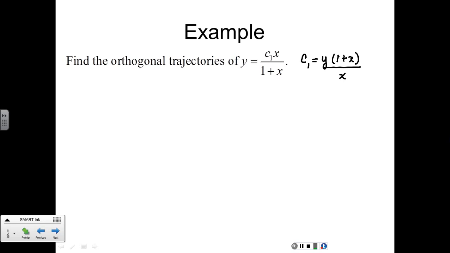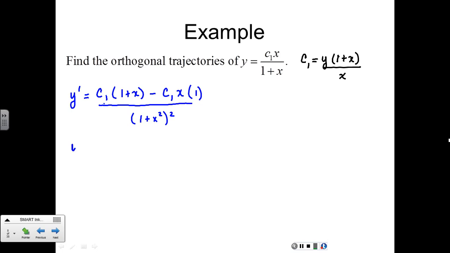Y'all check my algebra. Y'all agree with that? C1 would be you cross multiply y times the 1 plus x and then divide by the x. So that's what I'm going to use for my substitution in a minute. So y prime, y'all told me that would be quotient rule. So f prime g, the top would be f prime, so C1 times g, 1 plus x, minus f times g prime. What's the derivative of the denominator? 1 over g squared. So that's 1 plus x quantity squared.